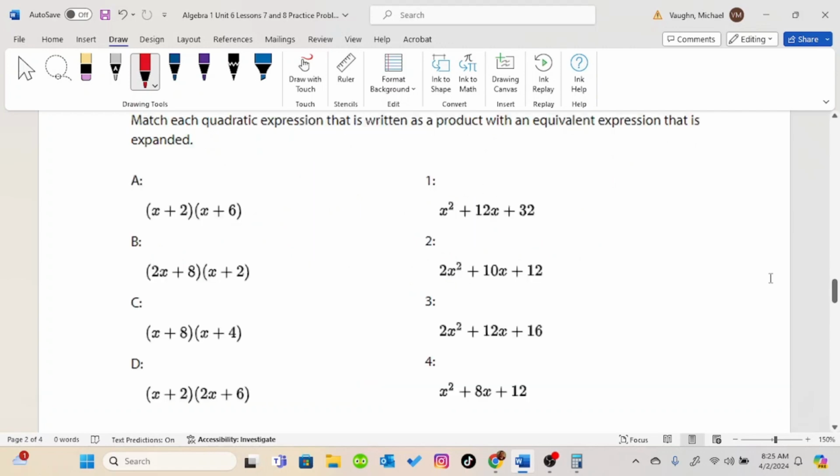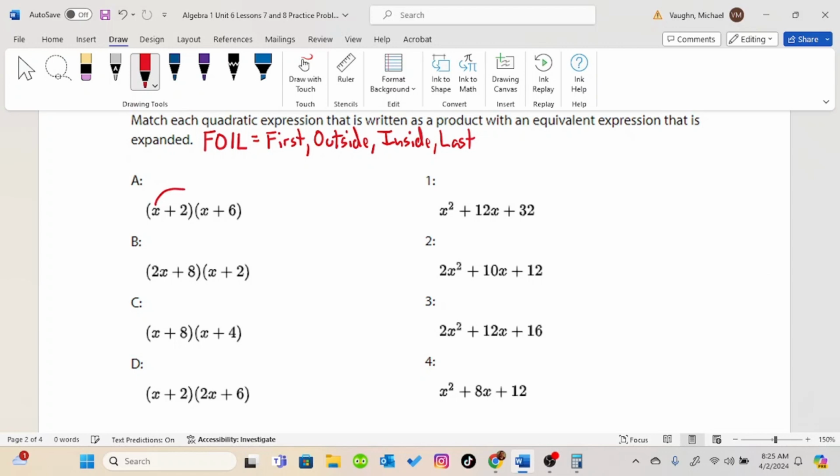Match each quadratic expression that is written as a product with the equivalent expression that is expanded. To do these, we use FOIL. That means first, outside, inside, last.